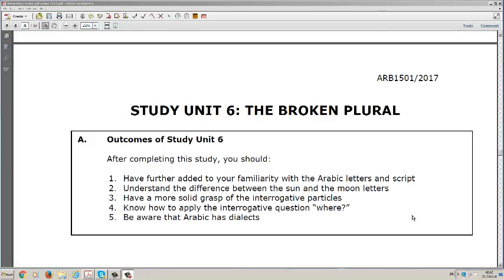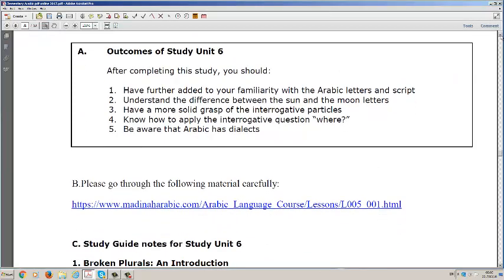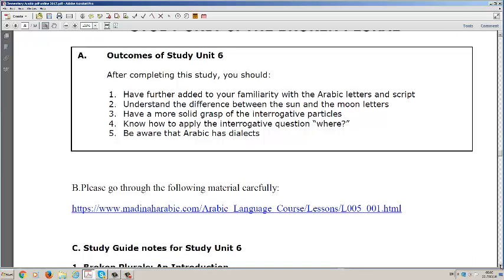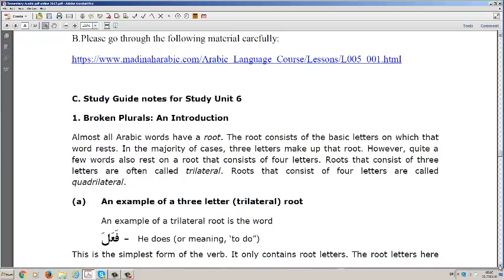Good day, students. We now will look at the broken plural. It's a fairly straightforward lesson here. Broken plurals in Arabic take various forms. Now, in Arabic, as you might know by now, all Arabic words have a specific root.